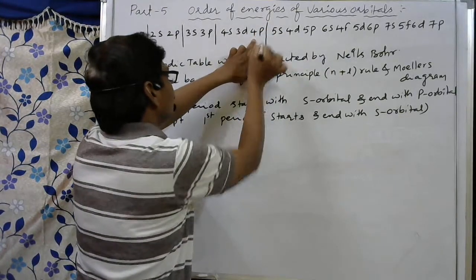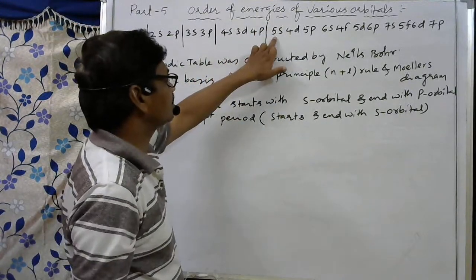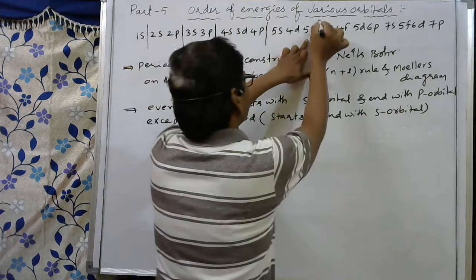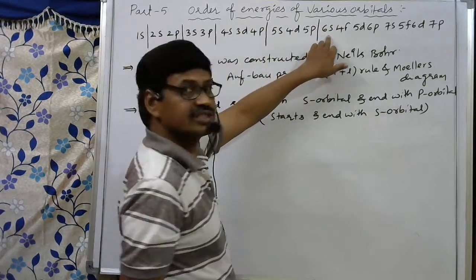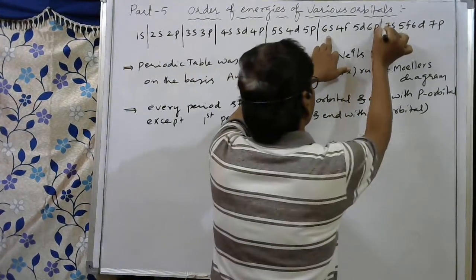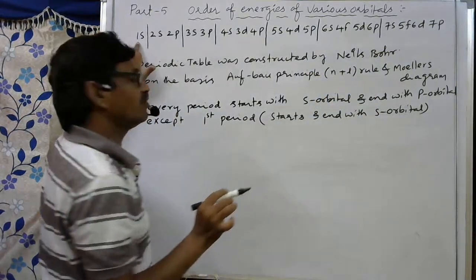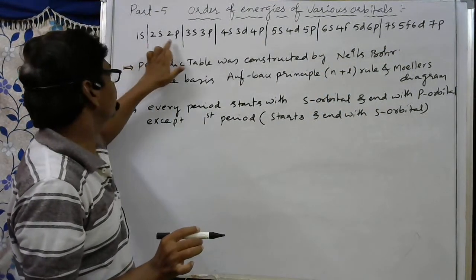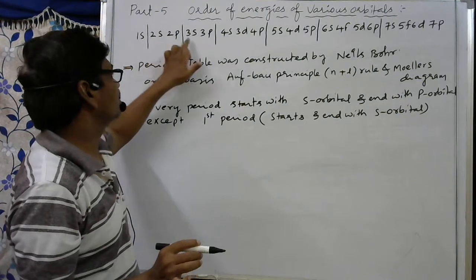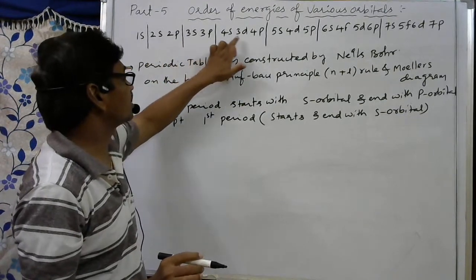Up to here is the fourth. Fifth period, start with s orbital, end with p orbital again. Sixth period, start with s orbital, end with p orbital. See, you can observe here only one orbital is there. Here two orbitals are there: 2s 2p, 3s 3p, 4s 3d 4p.